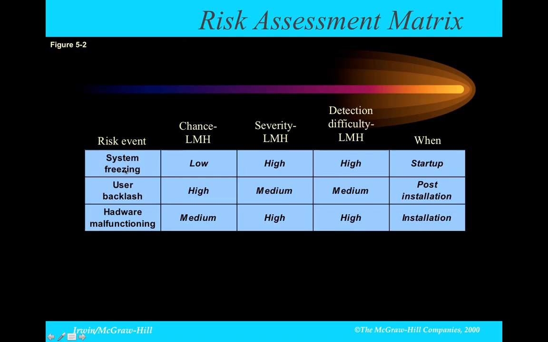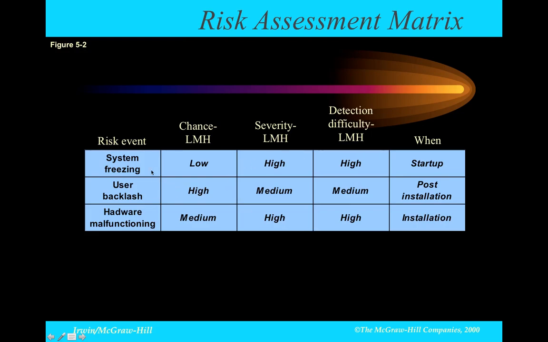So system freezing: chance of it happening low, but if it happens, its severity is high. Can we detect it? The difficulty, sorry, is high. And when do we detect it? Usually at startup, when the computer is actually starting up. But we can't tell ahead of time if the system is going to freeze, only after it's frozen, we believe. If it keeps freezing, then chances are we can predict that it's going to freeze. Then the user backlash, hardware malfunctioning.